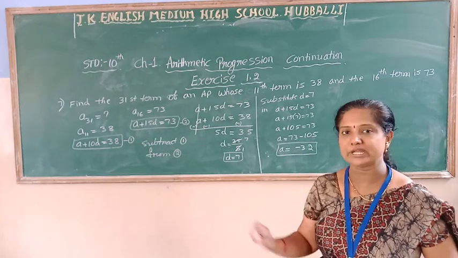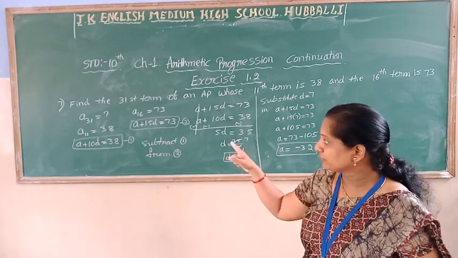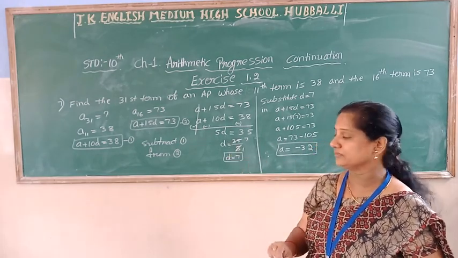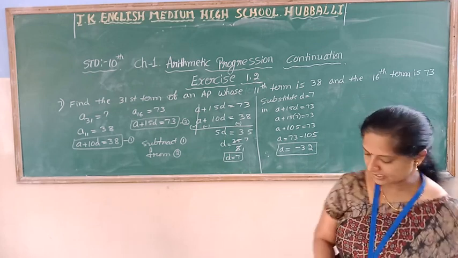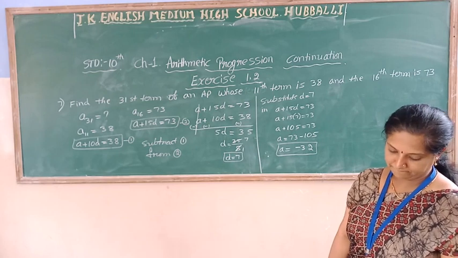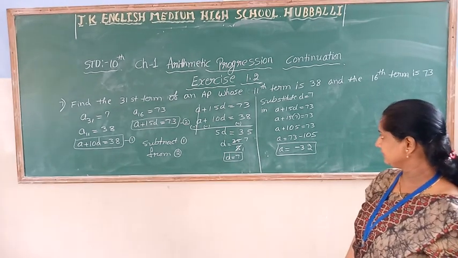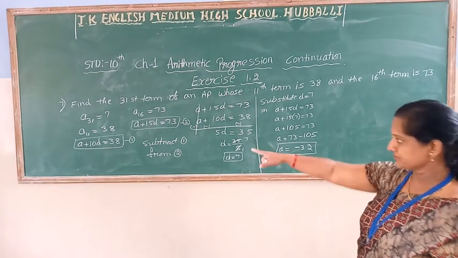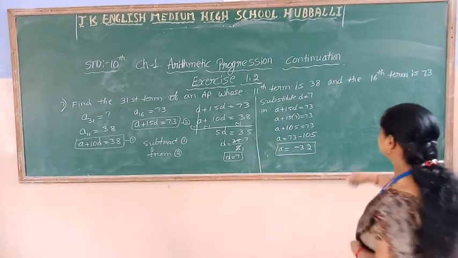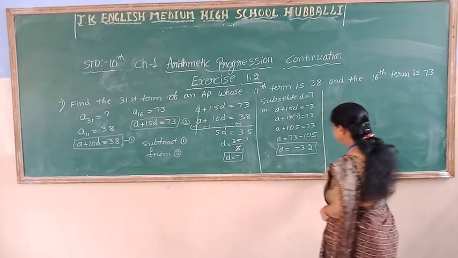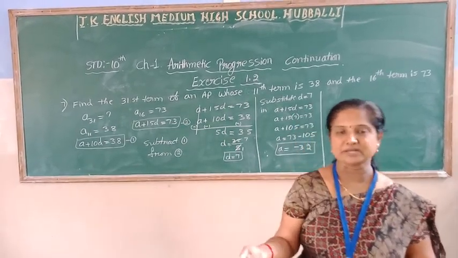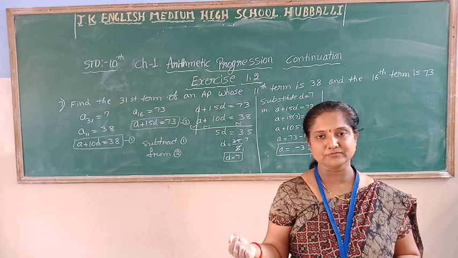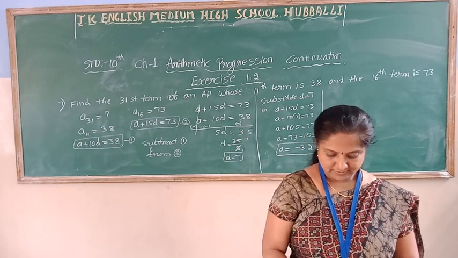After finding the two variables, A value and D value, I have to find the 31st term. You can find the 31st term by using A31. How can you write it? Which formula am I using now? Once again I can use it: A plus n minus 1 into d to find the 31st term.